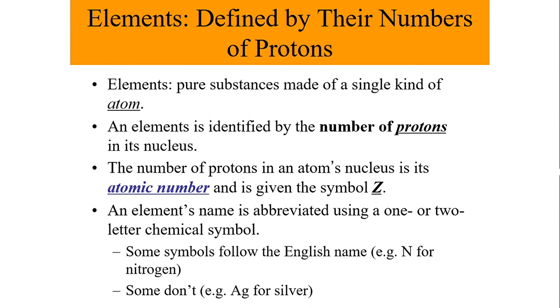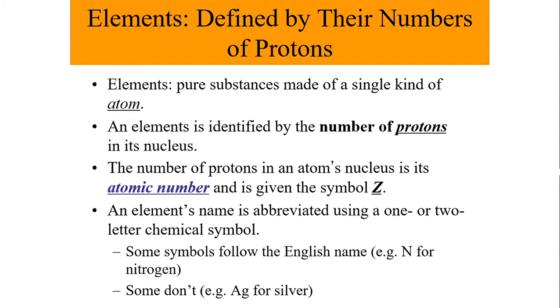We said in the beginning of our class that pure substances that are made of a single kind of atom are called elements. That is how we can define them. However, we can go a little farther than that and say that an element is going to be identified by the number of protons in its nucleus. The number of protons, we call it the atomic number. We're going to use the symbol Z, uppercase Z for that.